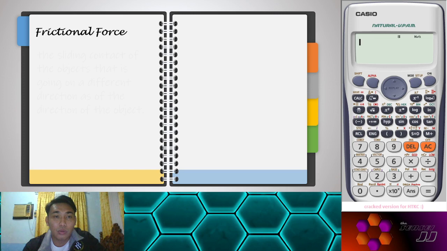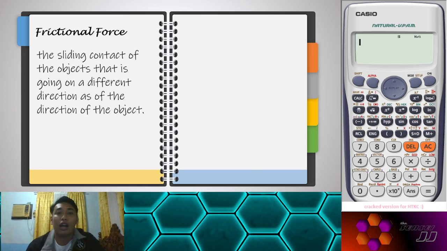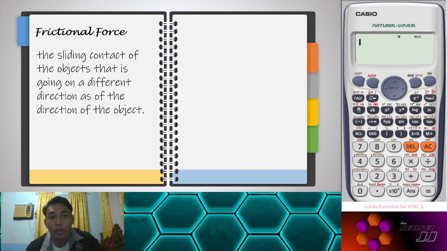Next we have the frictional force, the sliding contact of the object that goes in a different direction from the direction of the object. Why a different direction? The second law of motion says that when you push an object, the acceleration is also in the direction of the pushing action, the same as the force exerted.